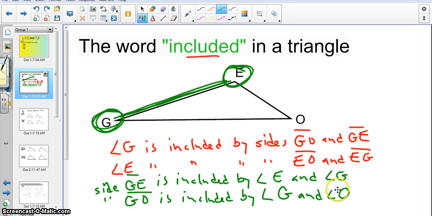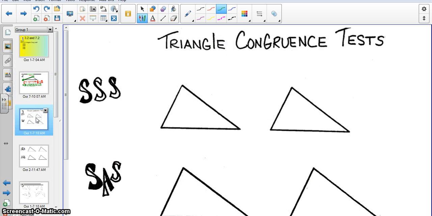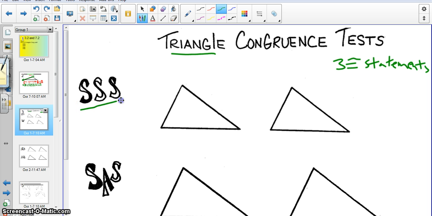Using this idea, we now can go on to the four postulates that prove two sets of triangles congruent. You must show three congruent statements in a proof in order to show that triangles will be congruent. So our first one, if you had to guess, SSS stands for side, side, side. We have to show three pairs of corresponding sides are congruent.